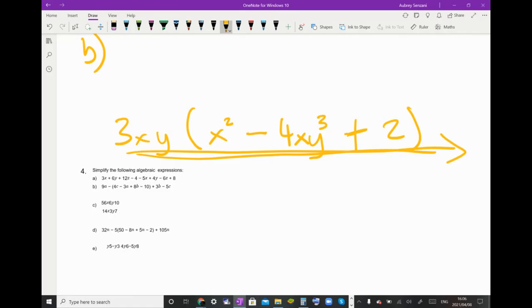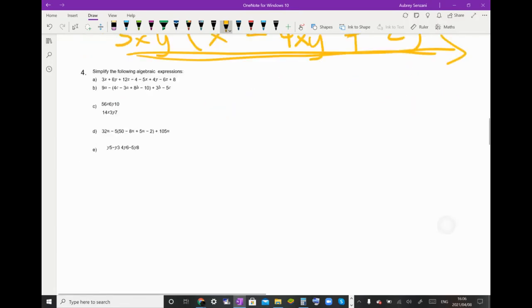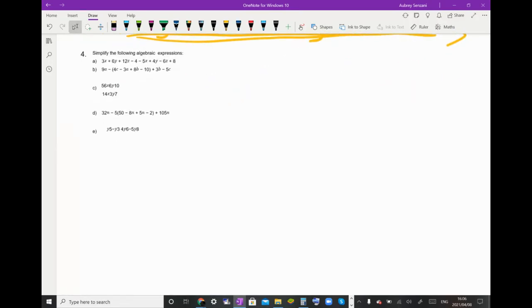Right. Then we can move on to the next one. The next one there is question 4. It goes on to say, simplify the following algebraic expression. How could we simplify that?